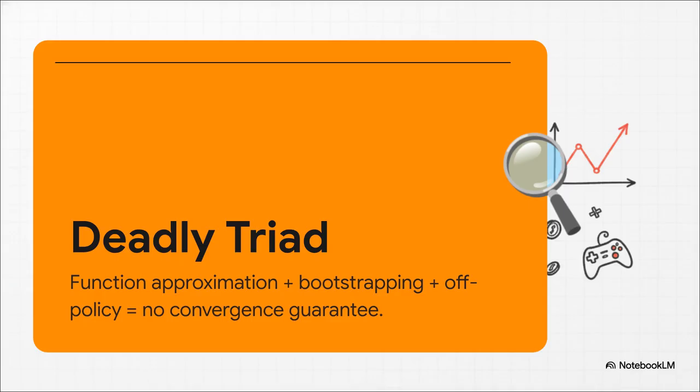That's our neural network trying to generalize across that massive pixel space. Element 2 is bootstrapping, meaning the network updates its estimates based on its own other estimates rather than waiting for the final actual outcome. And element 3 is off-policy learning, where the agent learns about an optimal strategy while actually following a totally different, more exploratory strategy. You put those 3 together, and you guarantee absolute instability. This antagonism made convergence practically impossible for years.